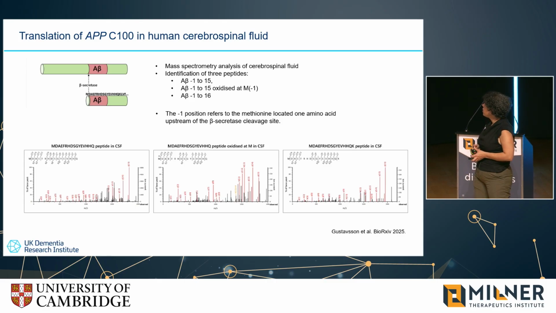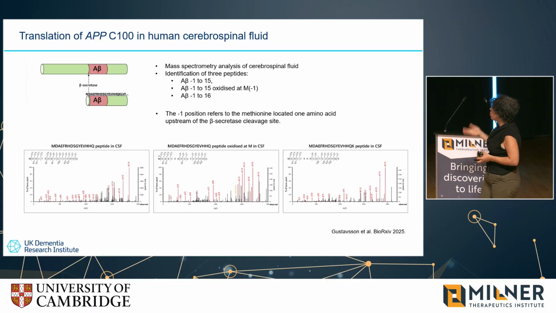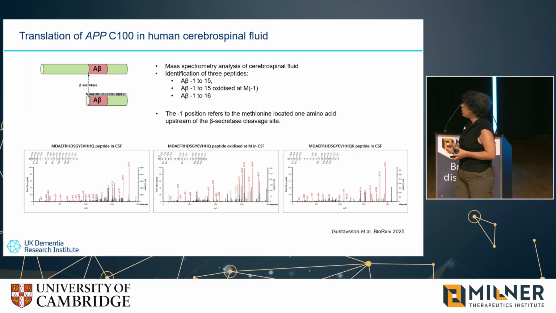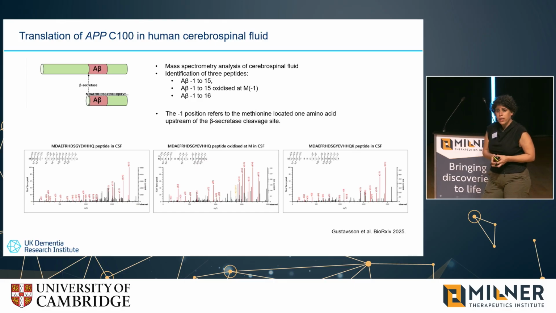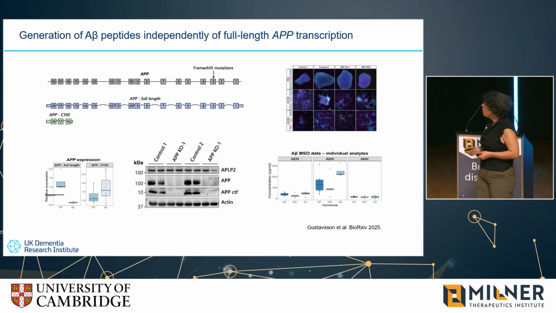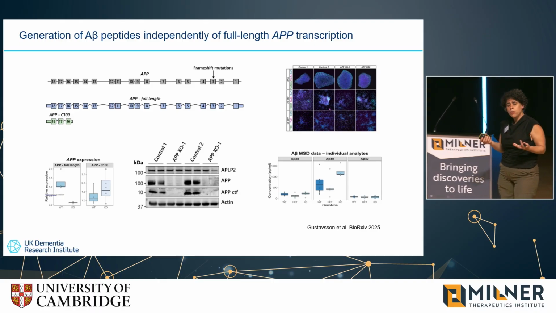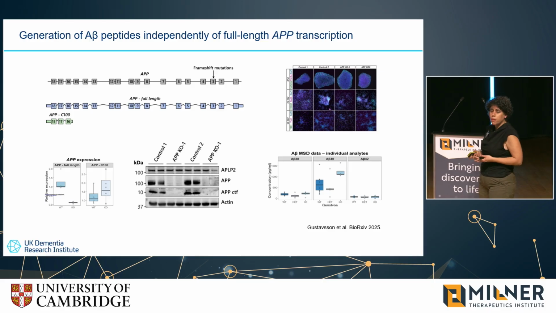And what's demonstrated here is you've got a -1 to 15, a -1 to 15 which is oxidized at the methionine, and a -1 to 16. And so we actually do know that this is generated in human tissue, in human CSF samples. Okay, so what does that mean? That means that we should be able to generate A-beta peptides without actually having full-length APP.